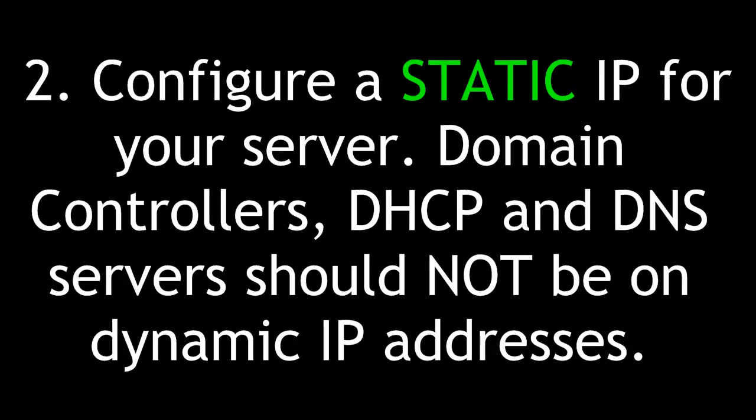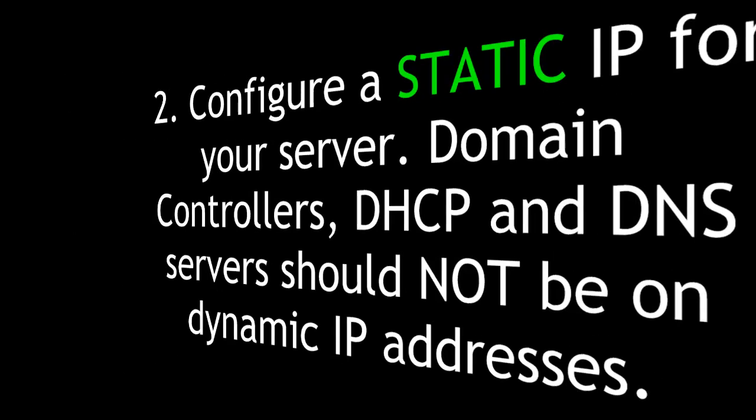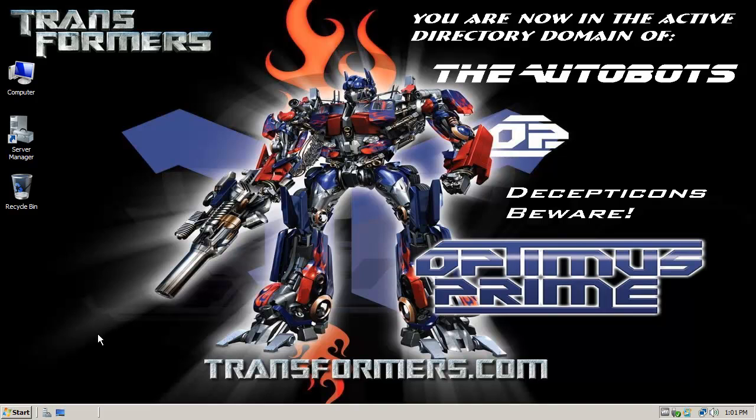2. Configure a static IP for your server. Domain controllers, DHCP, and DNS servers should not be on dynamic IP addresses. But even before we do that, remember, every server, any domain controller, or even like a web server, file server, database server, any type of server on the network that performs a vital network function should not really be on DHCP. It should not have a dynamic IP address. It should have a static IP so that it won't change. And that way it's sort of a stalwart, or it's stable, it's on the network, it's easily findable.